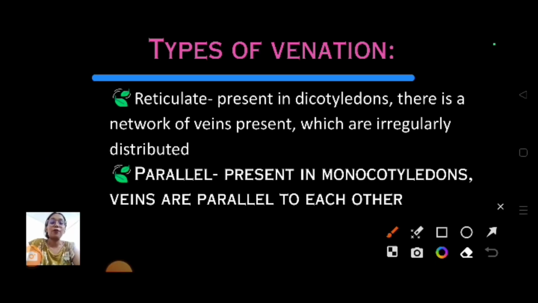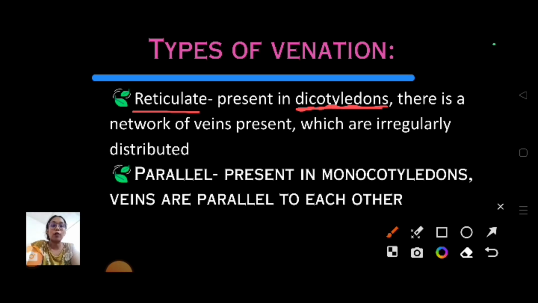Okay. Then moving on to the next slide. Let's see some types of venation. What do we mean by venation? Venation is the arrangement of the veins in a particular leaf, which we have discussed. Generally we see two types of venation. The first type is reticulate venation, which is present in dicotyledonous plants. Basically it is present in dicot plants.